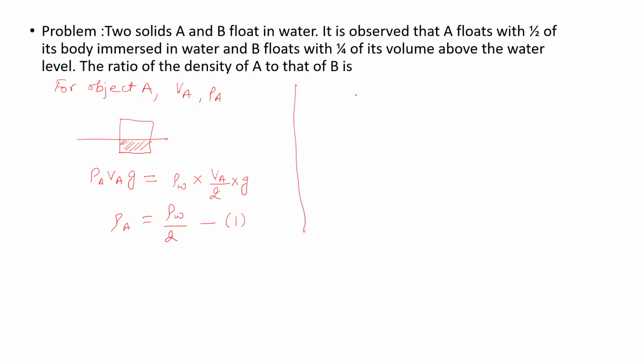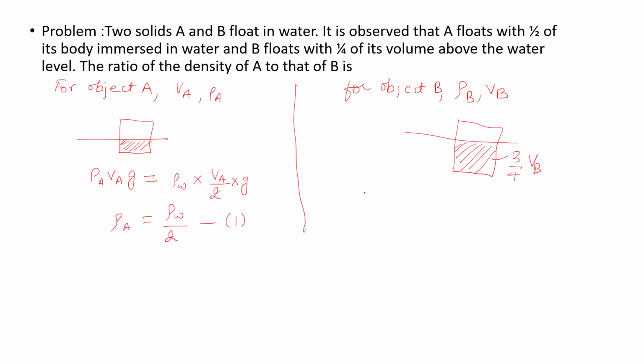Now let's solve for object number B. Let's say the density is rho B and the volume is VB. Now what we see is that 1/4 of the volume of object B is above water. So it is floating like this, and the volume which is inside the water is 3/4 of the volume, or this is equal to 3/4 of VB, correct?